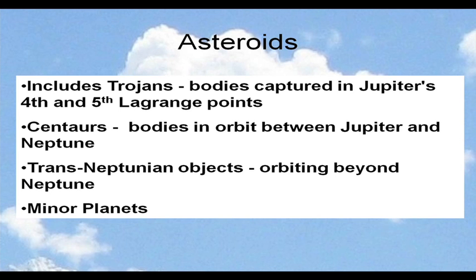Now, in addition to these, you also have asteroids which are referred to as Trojans. These are bodies that are captured in Jupiter's 4th and 5th Lagrange points. So, let me explain this point in a little more detail.